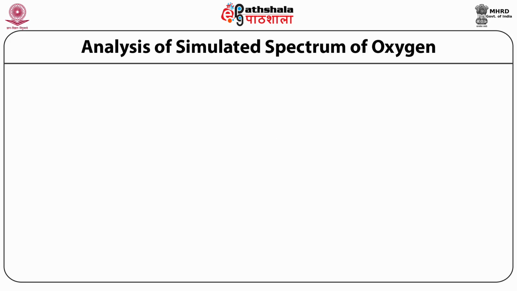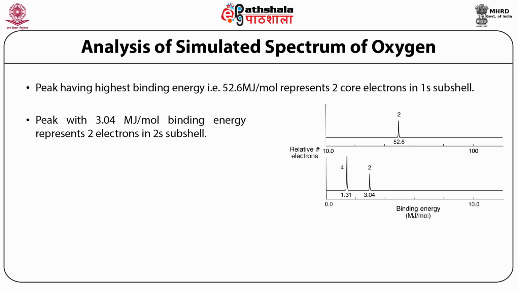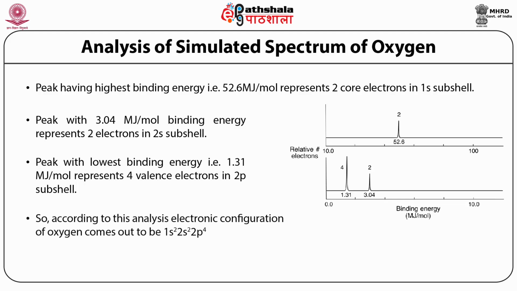We'll further explain this. The peak having the highest binding energy, that is 52.6 mJ per mole, represents two core electrons in the 1s subshell. The peak with 3.04 mJ per mole binding energy represents two electrons in the 2s subshell. The peak with the lowest binding energy, that is 1.31 mJ per mole, represents four valence electrons in the 2p subshell. So according to this analysis, the electronic configuration of oxygen comes out to be 1s2, 2s2, then 2p4, which matches the actual configuration.